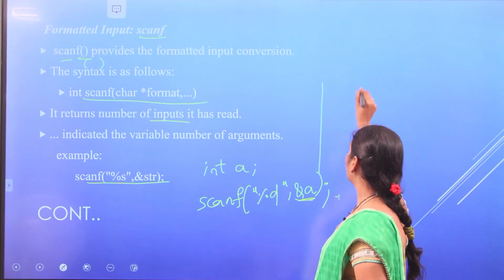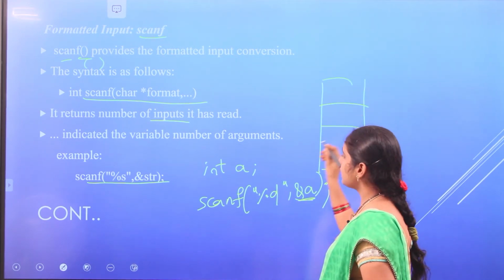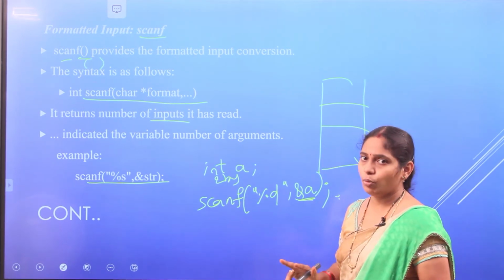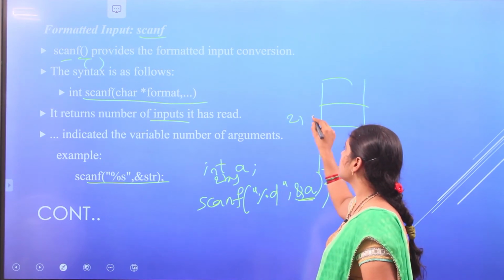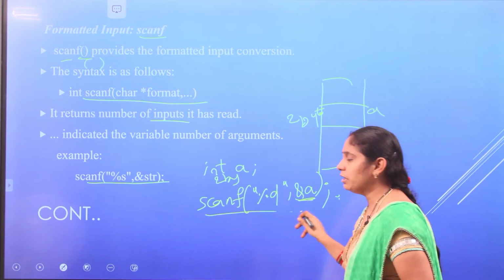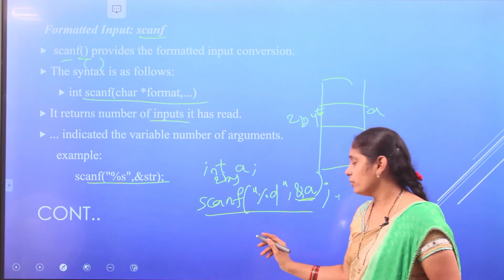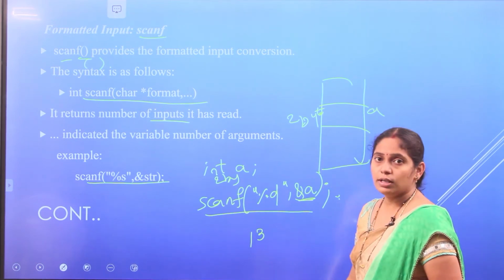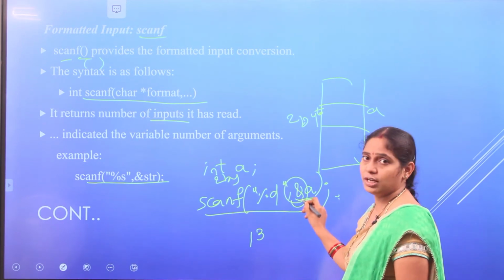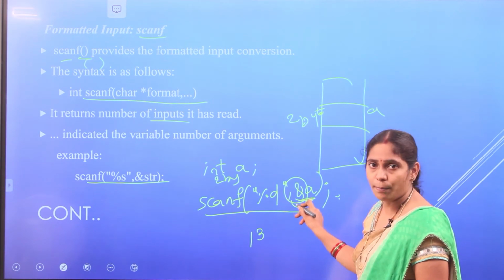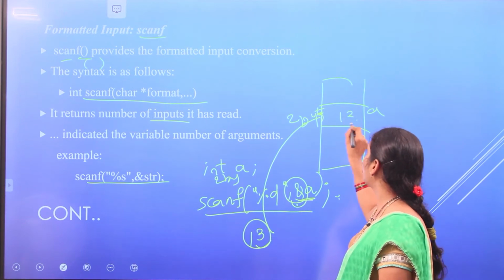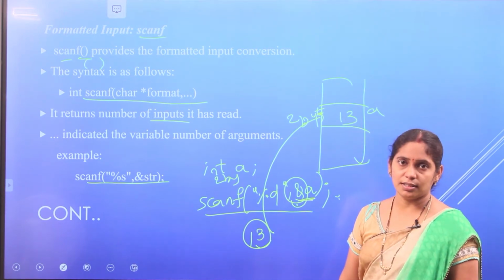So assume this is the memory and it is an integer value. Assume the size of this as 2 bytes. To store the value of a, it needs 2 bytes of memory. Assume these 2 bytes are reserved to store the value of a. When we use the scanf statement, here we'll insert some value, assume 13. This value should be stored in the place of a. First it identifies the memory location of a by using this address operator. It moves to that address location and this respective value will be stored in that memory location as 13.